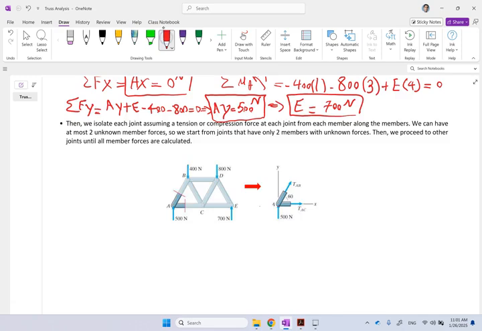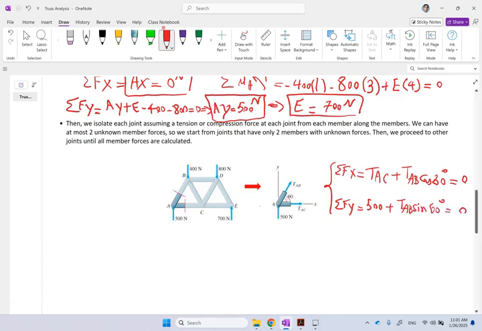So here, I'll go with joint A, and of course I have two equations for equilibrium. Sum of forces in the x direction: that is TAC plus TAB times cosine of 60 degrees, equal to 0. And sum Fy: 500 plus TAB times sine of 60, equal to 0. So two equations and two unknowns. Clearly you solve the bottom one first. Why? Because it has only one unknown in it, TAB. So from here you should be able to go after TAB.